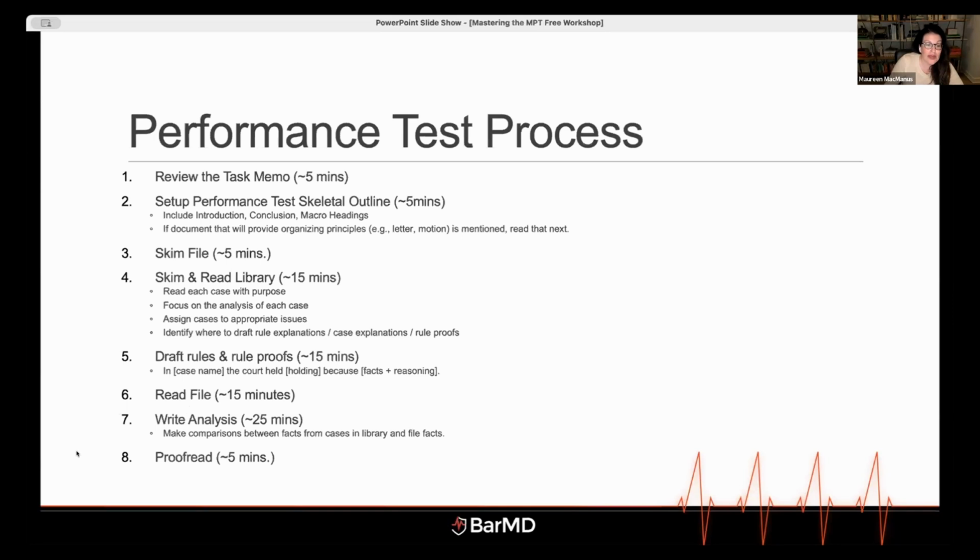Then time permitting, you would proofread. I don't usually spend the 5 minutes proofreading. I will usually spend more like 1 to 2 minutes proofreading. And really when I proofread, I'm checking my headings mostly. And I put as much time as I possibly can towards the analysis.